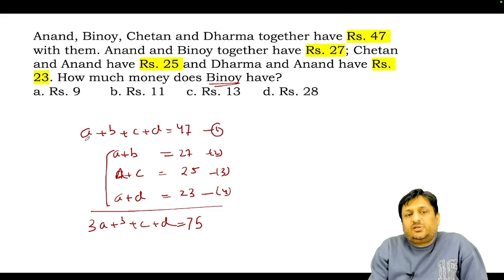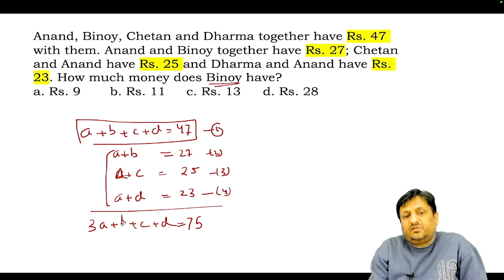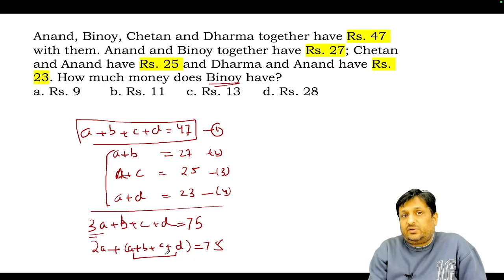Okay, I know A plus B plus C plus D is 47. So I can replace A plus B plus C plus D with 47 in this equation. So I can first break this 3A into 2A plus A, and I can club that A and B and C and the remaining D together. And then I can replace this A, B, C, D from the first equation into that. I can put the value of 47 into that.